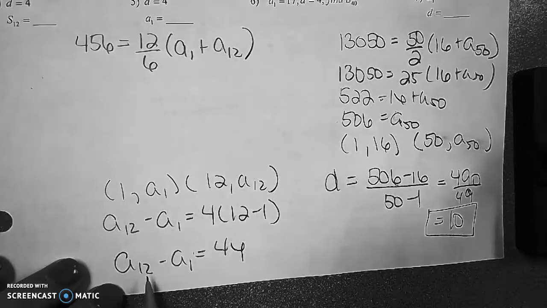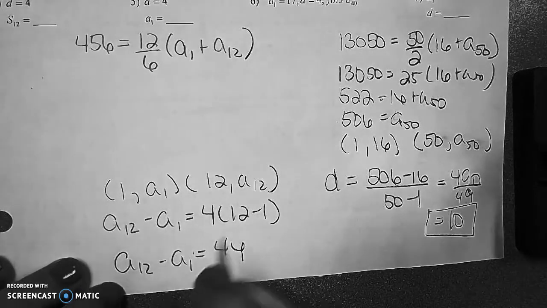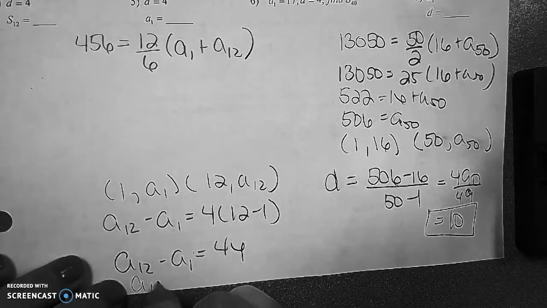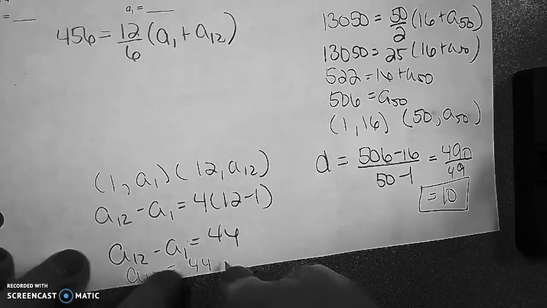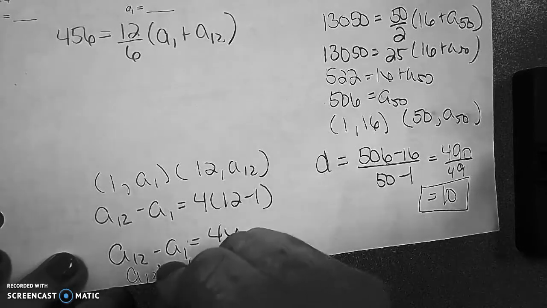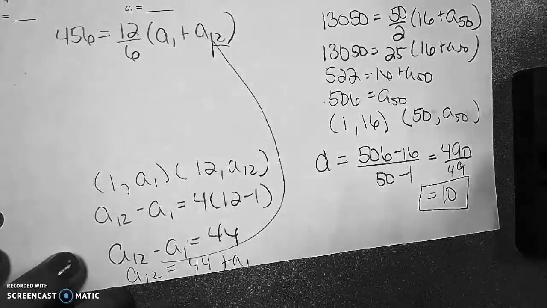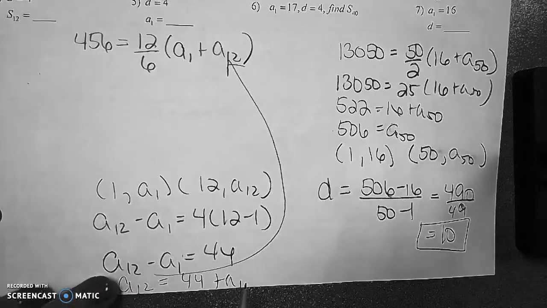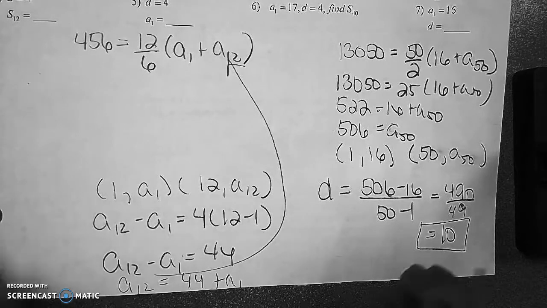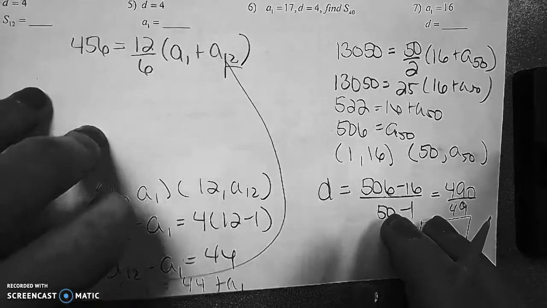So what I can do is solve for one of these variables. So maybe A sub 12 equals 44 plus A1, and then I'm going to plug that in here. Okay, so I'm going to let you finish that problem out. Look at your notes from yesterday. We did one exactly like it.